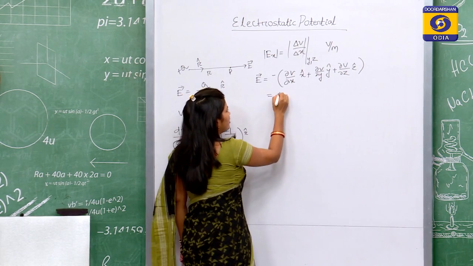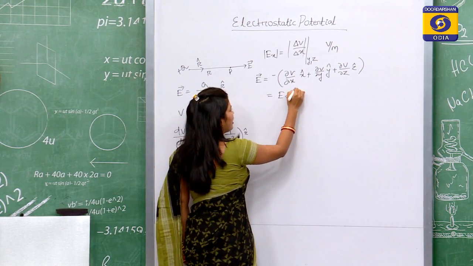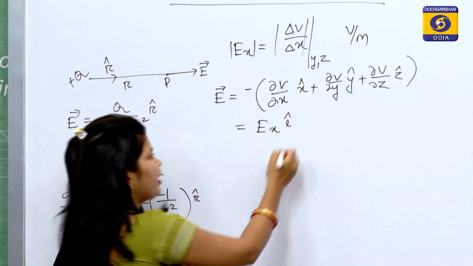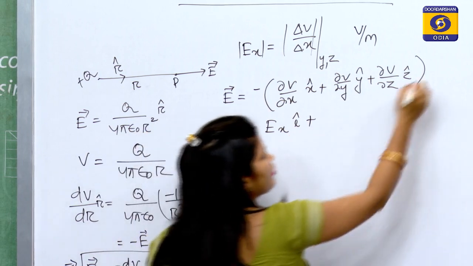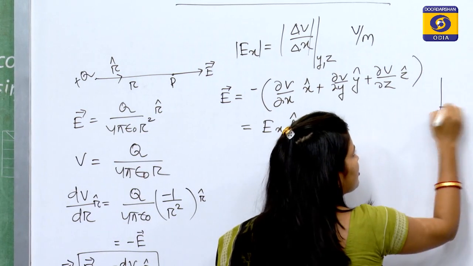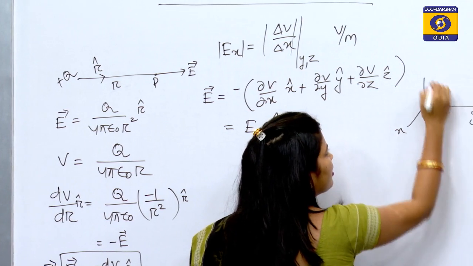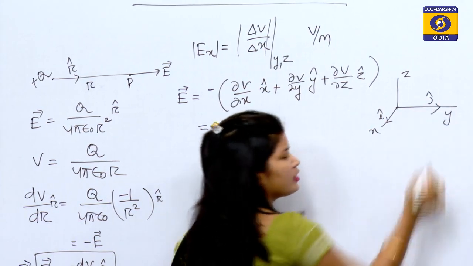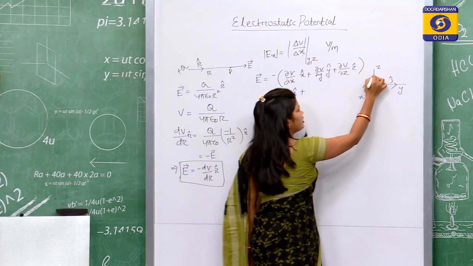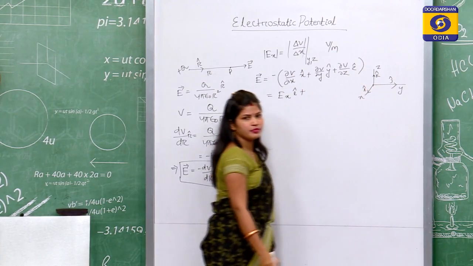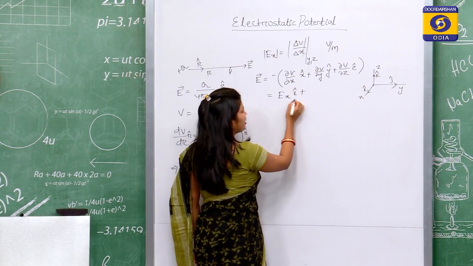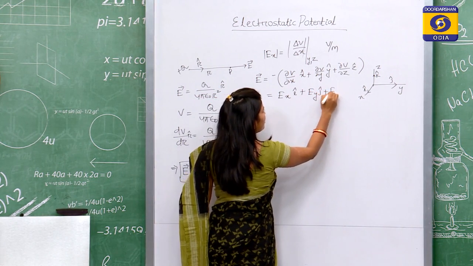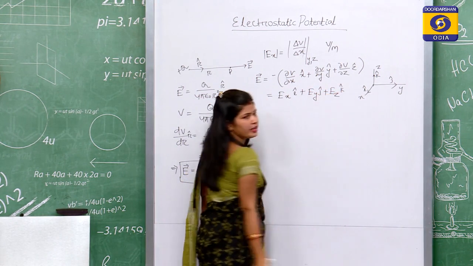So, I can write E x i cap, because E x is minus del V by del x, i cap, because here it is a coordinate system x, y and z. In x direction that is i cap, in y direction it is j cap, and in z direction it is k cap. So, I can write E x i cap plus E y j cap plus E z k cap.